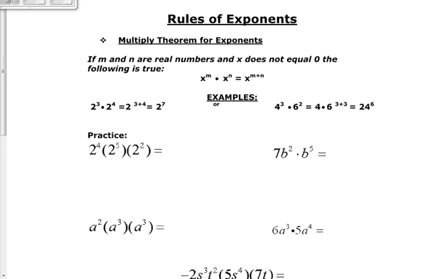For multiplying, this only works when we have the same variable. So if you look at our rule, this has x and this has x. So we have the same bases, so this theorem will apply. So let's look at the first example.